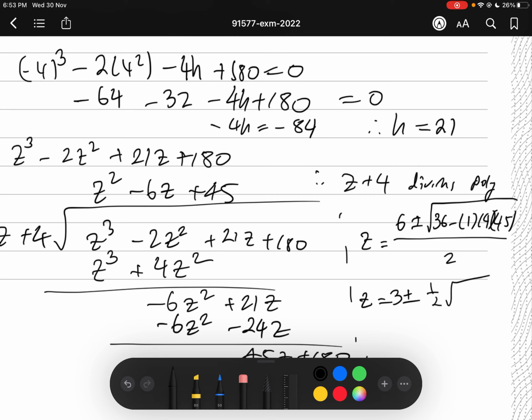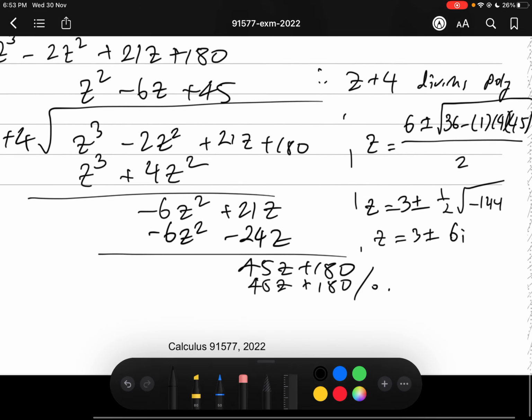square root of, okay, let's just evaluate this one. 36 minus 4 times 45, that is -144. So now we have z equals 3 plus or minus the square root of 144, which is 12. So we have 6i here. So we have z equals 3 plus or minus 6i will be our solutions.